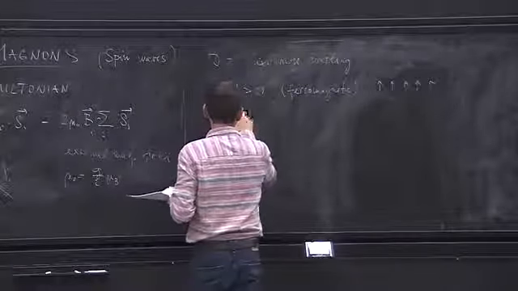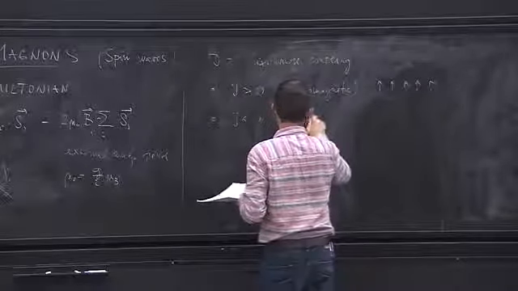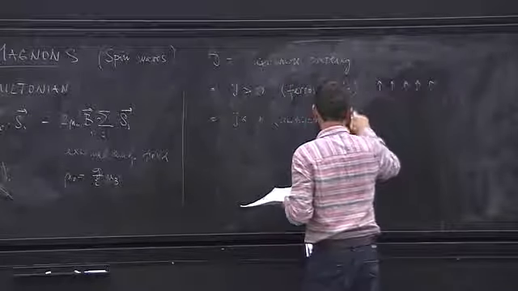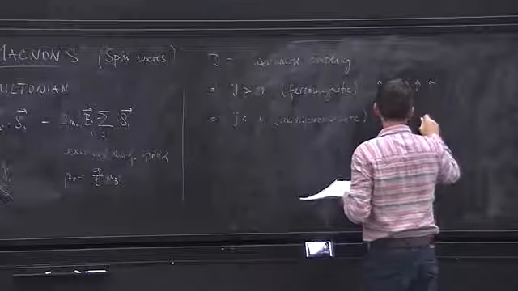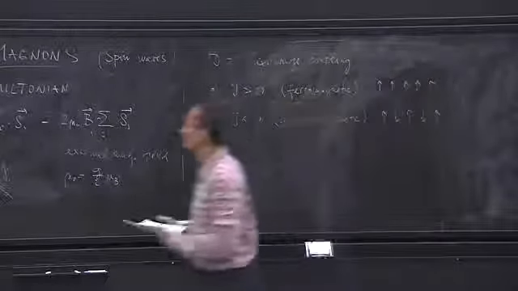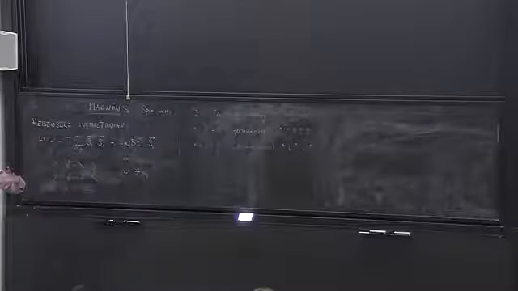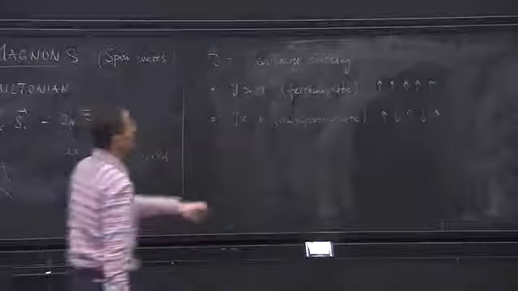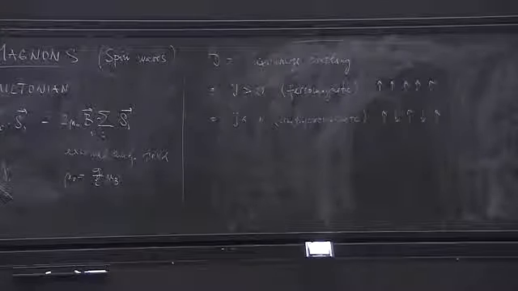And the opposite case is J less than 0, which is also called the antiferromagnetic case, in which you expect the neighboring spins to be anti-aligned, because when J is negative, you want this inner product to also be negative and maximal. And that arises when the two neighboring spins are anti-aligned, at least classically. That's what you would expect.